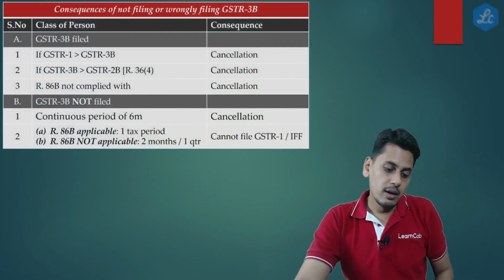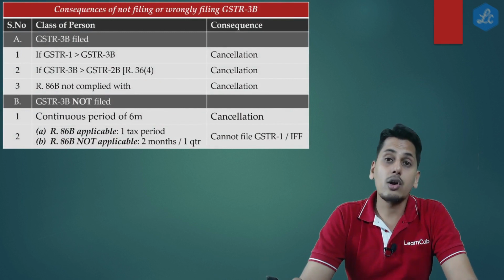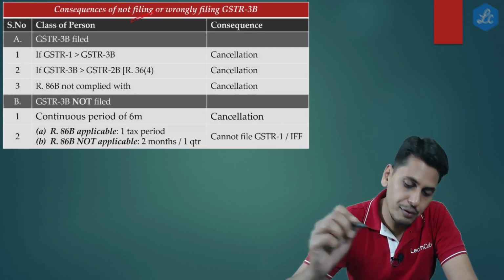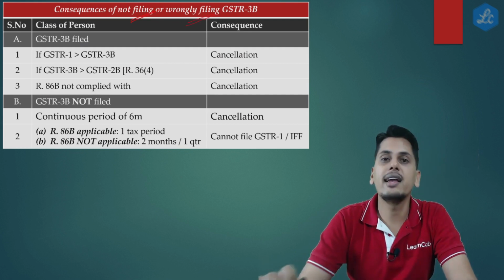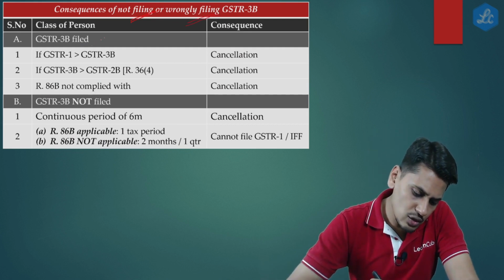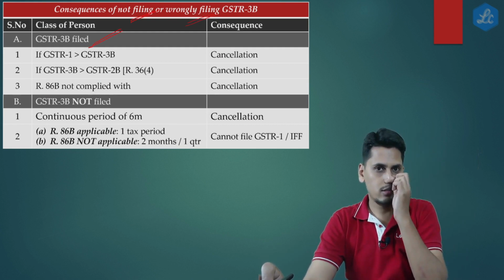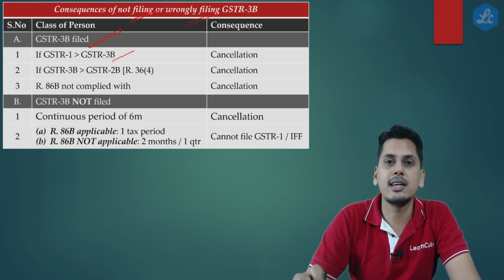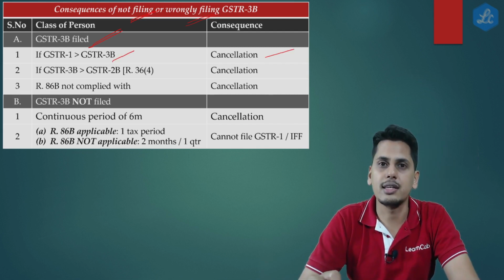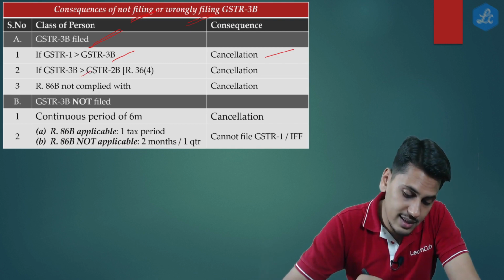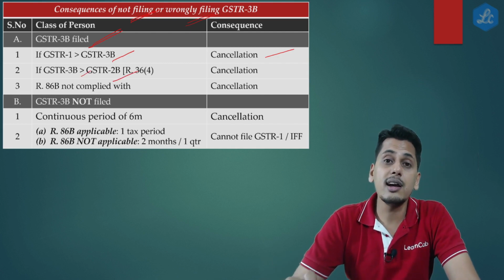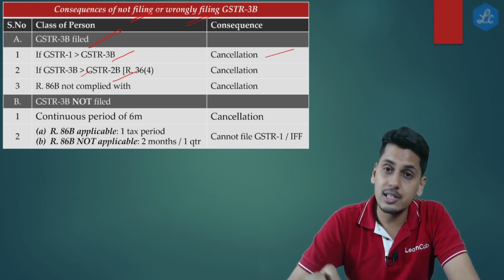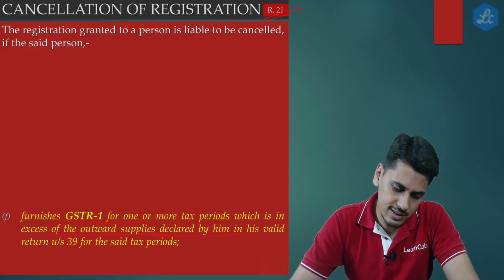So friends, the consequences of either not filing or wrongly filing GSTR 3B. Here we go. Assuming GSTR 3B is filed, if GSTR 1 is greater than GSTR 3B, grounds for cancellation. If GSTR 3B is greater than GSTR 2B, if you have taken credit in violation of Rule 36 sub Rule 4, your registration is liable to be cancelled. Did you notice this? Let's have a relook.